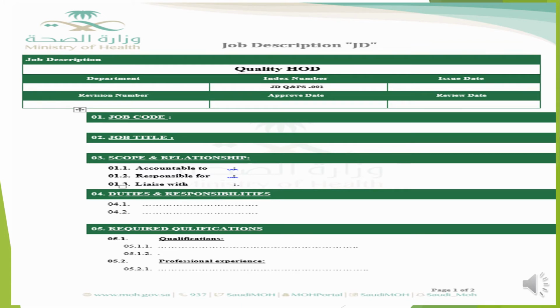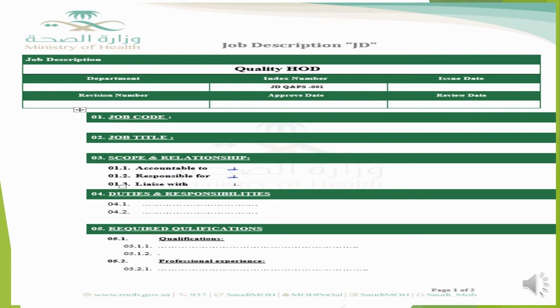Job title, put it here: head of department, as we said, pharmacist, safety officer, lab technician, respiratory therapist, and so on. Surgeon, head of department, general practitioner, and so on. Then you have to fill number 3, which is the scope and relationship.